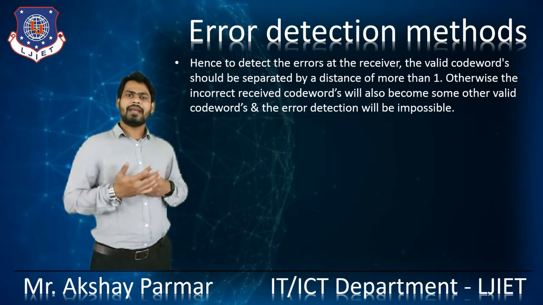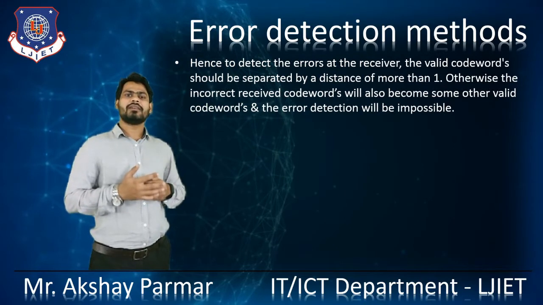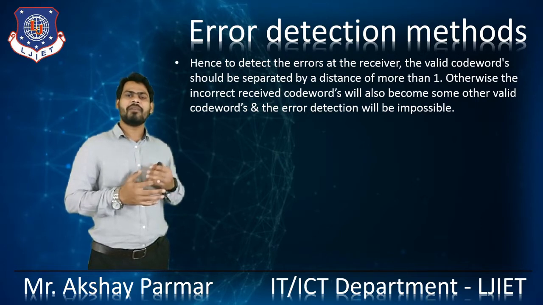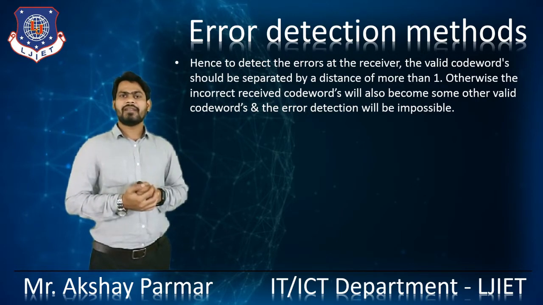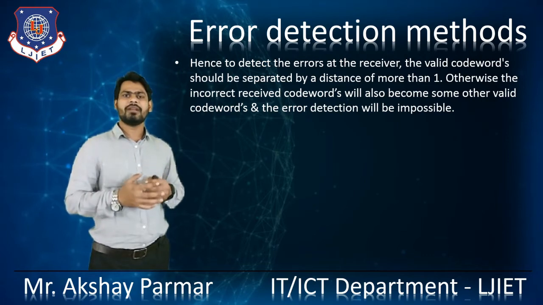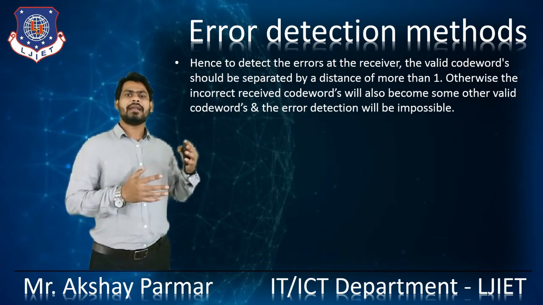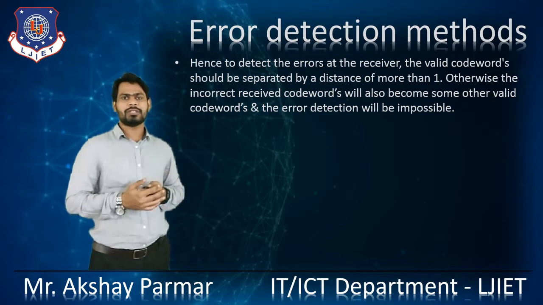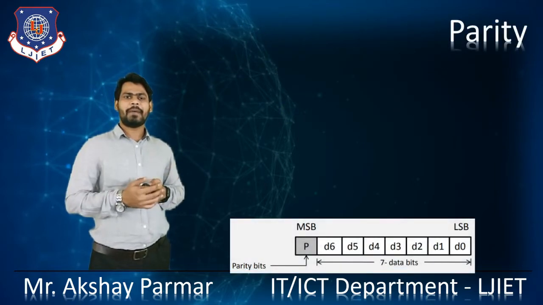Hence, to detect the error at the receiver, the valid code words should be separated by a distance of more than 1. Otherwise, the incorrect received code word will become some other valid code word and error detection will be impossible. Let's begin with the parity.